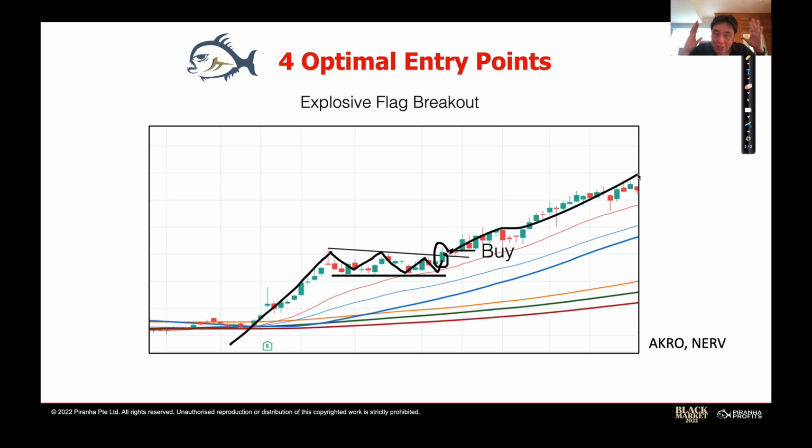All right, so there's a quick summary of these 4 patterns we're looking for. So with that, let's take a look at today's market. Do we see any of these patterns that we can take a trade?